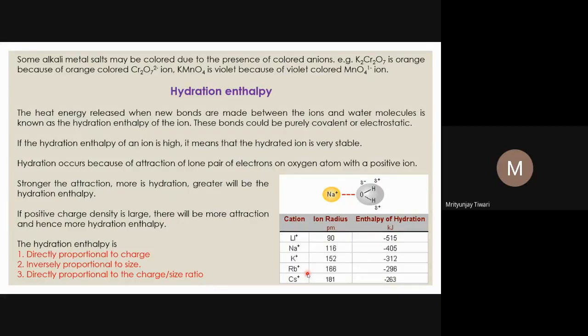So what will happen? The electrostatic interactions, if you remember, the distance comes in Coulomb's equation as r squared in the denominator. If r is increasing, the attraction will be decreasing, and so the hydration enthalpy will be least. So the hydration enthalpy, if you look at the general trend, is directly proportional to the charge. We know why, because these are electrostatic interactions, and in Coulomb's equation, Q1 into Q2 is there in the numerator.